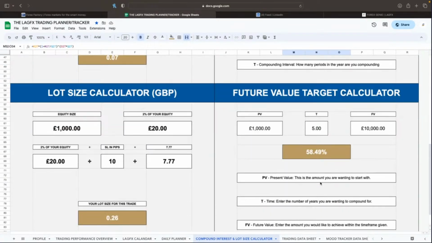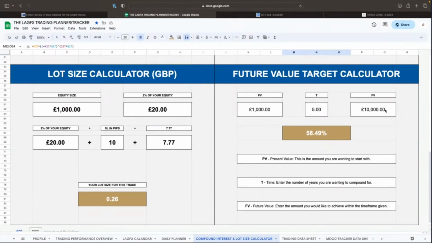Again, here with the future value target calculator, say that you said that you wanted to have a future value of £10,000. You want to make 10 grand with a starting balance of 1,000, and you want to do it in 5 years. That's exactly how this is laid out here. And what you'd need to do is make 58.49% a year, every single year for 5 years, in order to make that £10,000 goal.